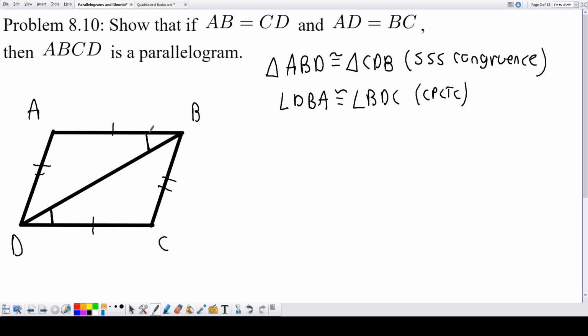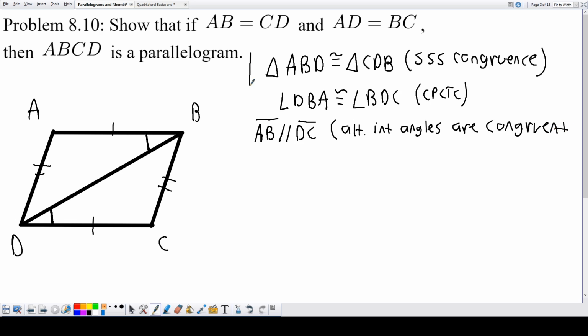And, well, we don't even have to go much further, because we have already shown that AB must be parallel to DC, because in this diagram, we have that alternate interior angles are congruent. The angles DBA and BDC are on the interior of the lines AB and DC, and on alternating sides of the transversal BD. So we have already shown that the lines AB and DC are parallel, because alternate interior angles are congruent. So that's one half of our proof.